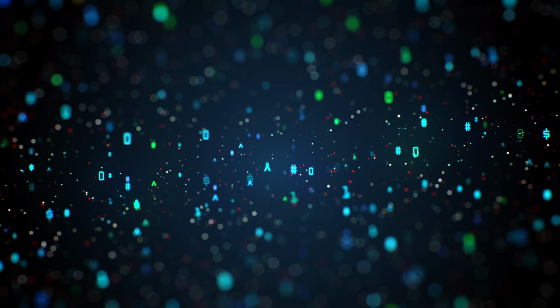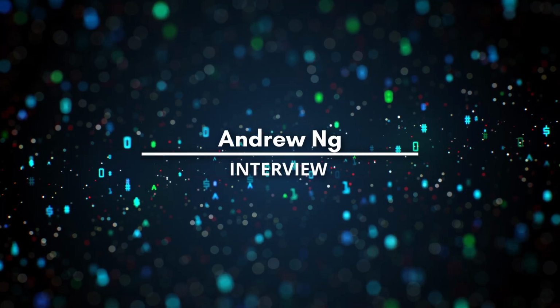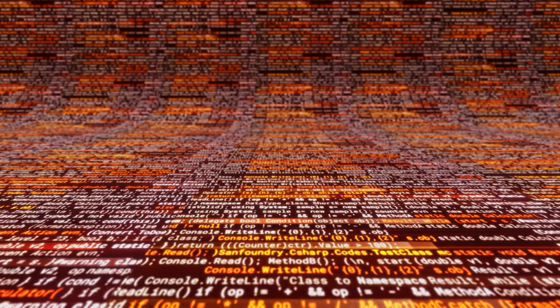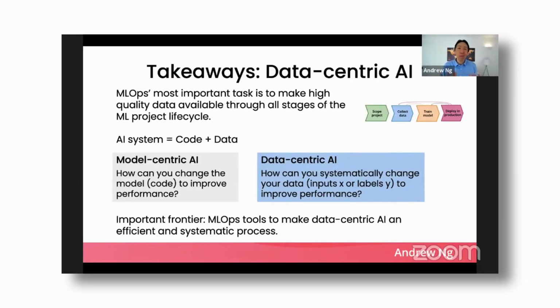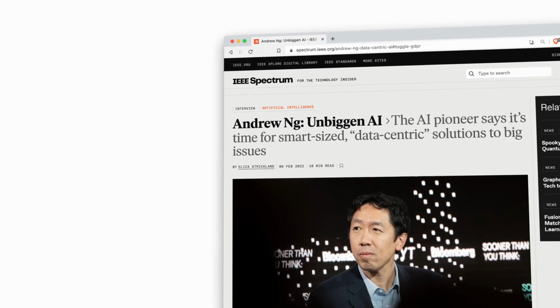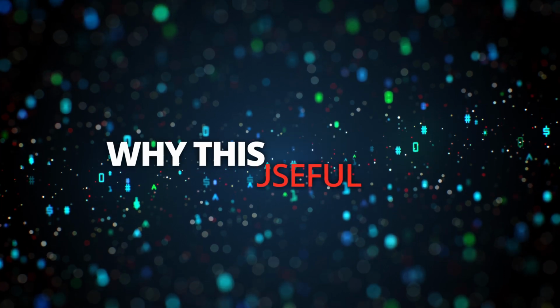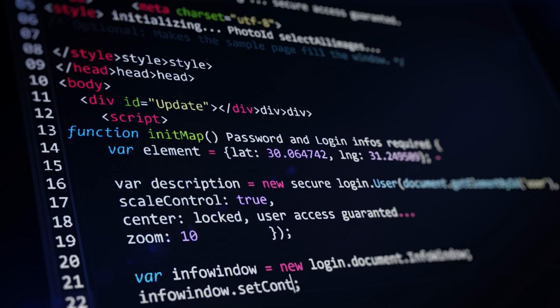It is much appreciated. And the next one is the interview with Andrew. The AI pioneer was instrumental in the creation of enormous deep learning models based on massive amounts of data. But Andrew argues that it's time for smart-sized, data-centric solutions to enormous problems in a recent publication on IEEE Spectrum. Deep learning networks have advanced dramatically over the last decade, to the point where the code, the neural network architecture, is essentially a solved problem for many applications. It is currently more productive to leave the neural network design alone and focus on ways to improve the data.